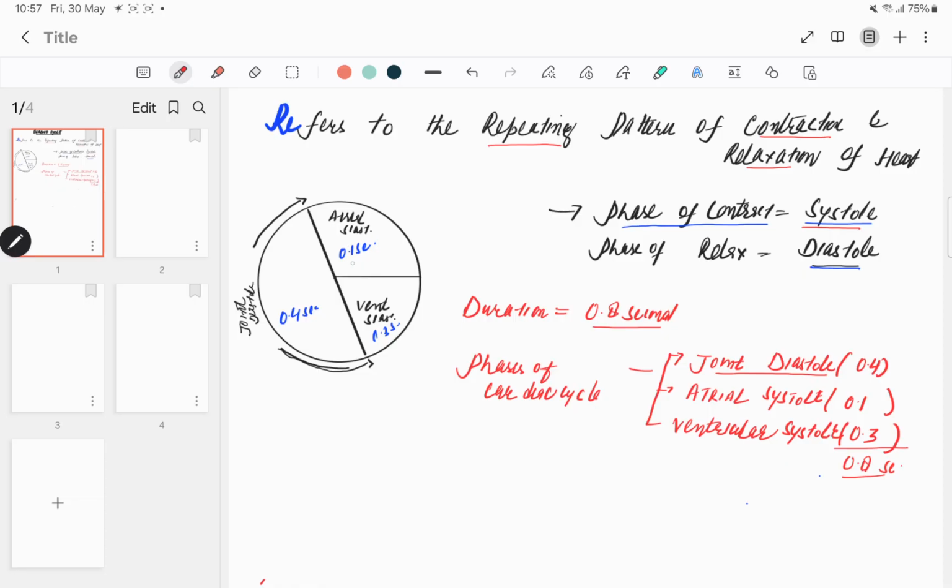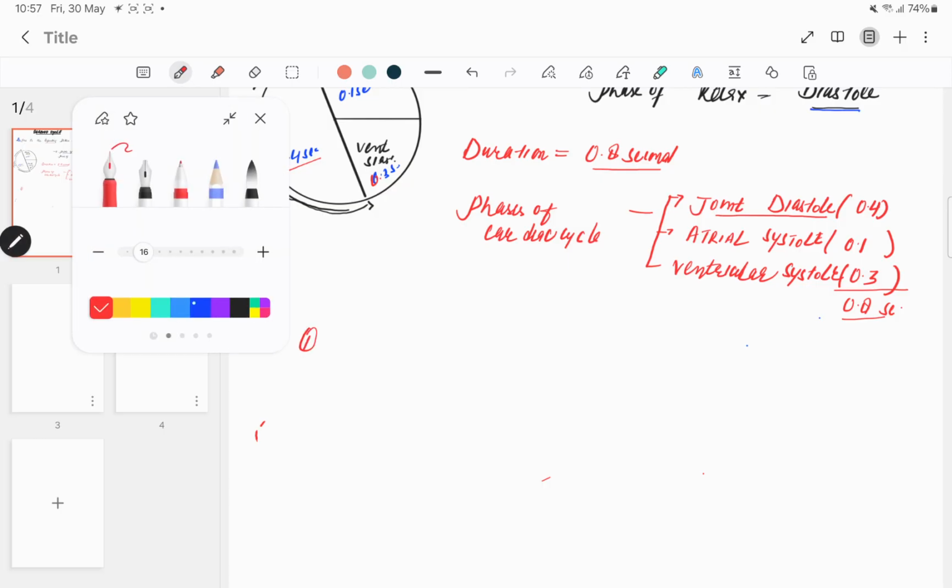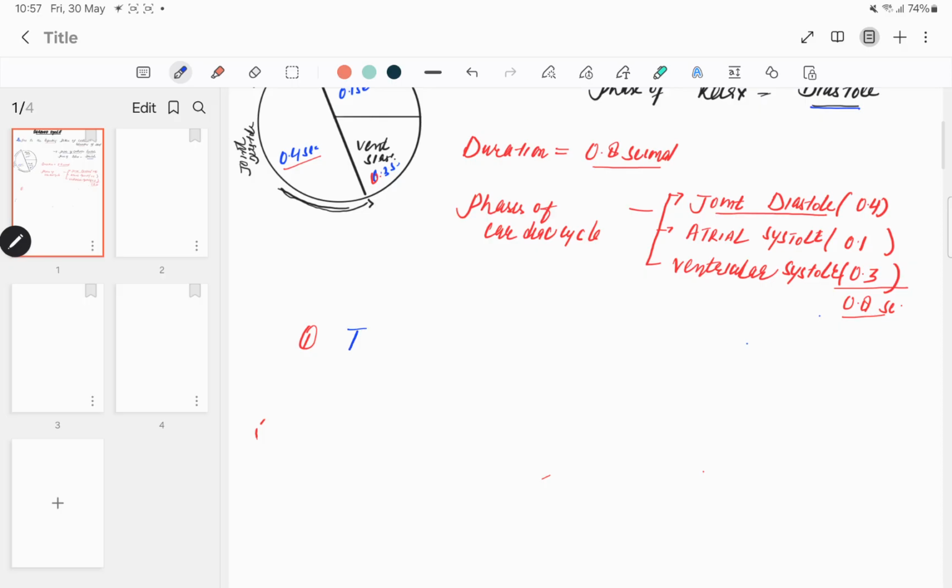This is atrial systole, 0.1 second; ventricular systole takes 0.3 second, and joint diastole takes 0.4 seconds. Now we will see the first stage, that is joint diastole.